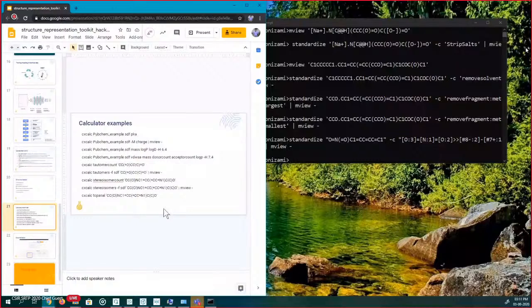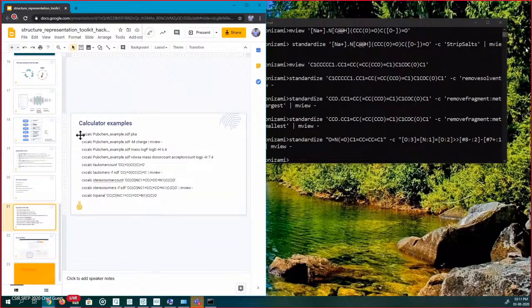Once again, I would like to remind you, all these calculators and plugins are available in Instant JChem also. Some of them are also available in Marvin Sketch, but here I'm going to show you from the command line. And in later sessions where we take KNIME, we will show you how to use them from KNIME to create your own workflow.